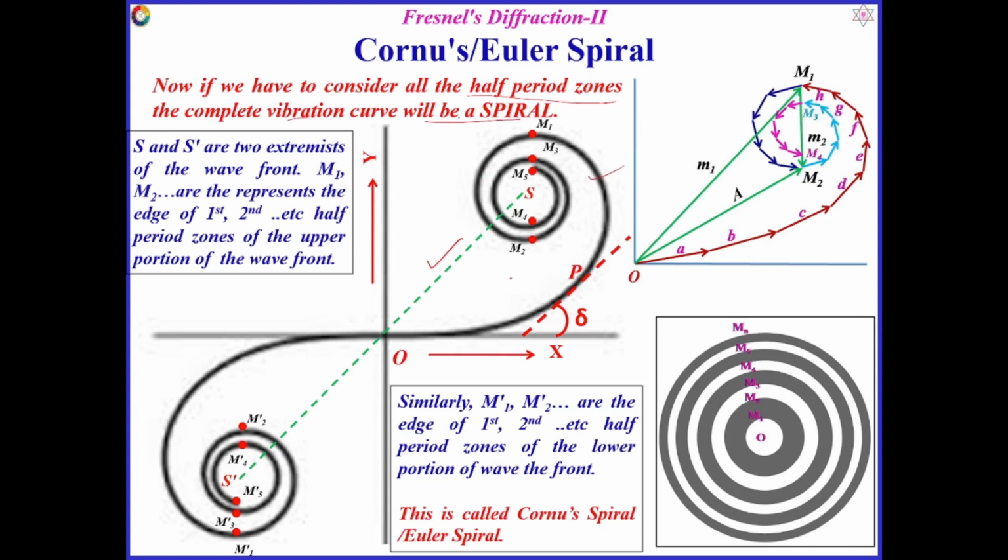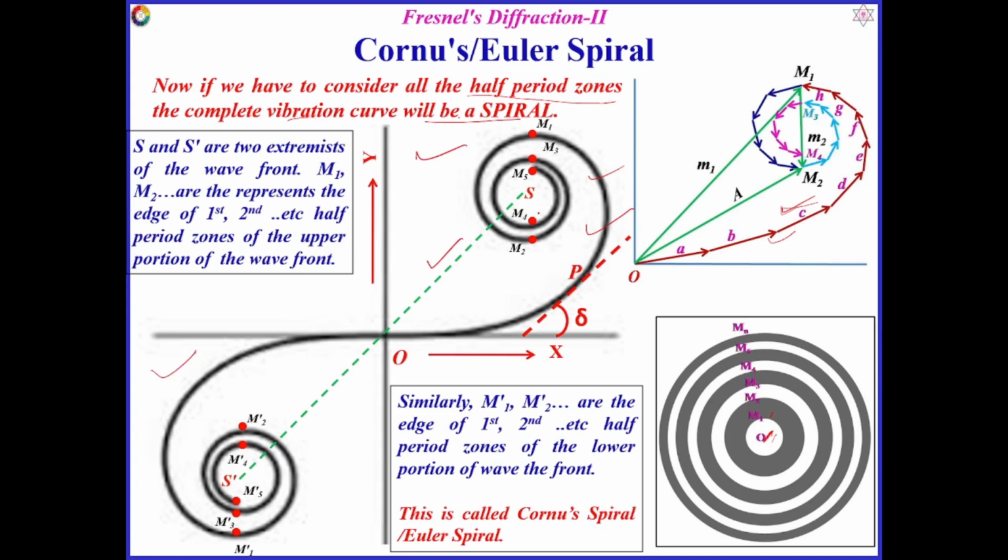So this is an ideal spiral. Whatever we have drawn by considering 8 strips for the first half period zone and 5 strips for the second half period zone does not look continuous. But if we consider each and every half period zone as smooth strips, then we get this type of curve, which appears in the first quadrant and the third quadrant also.